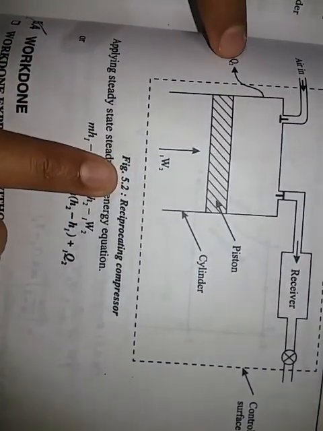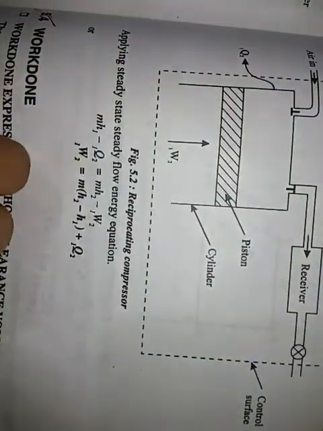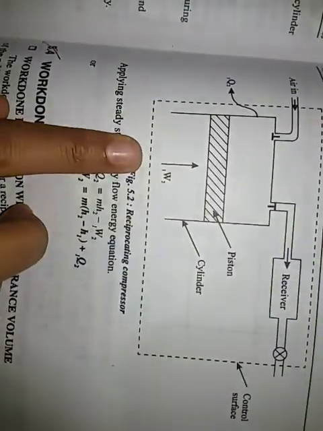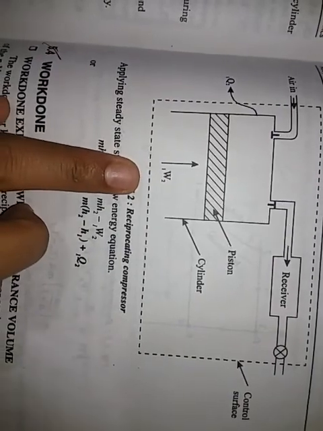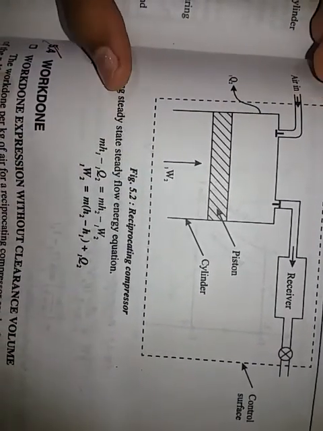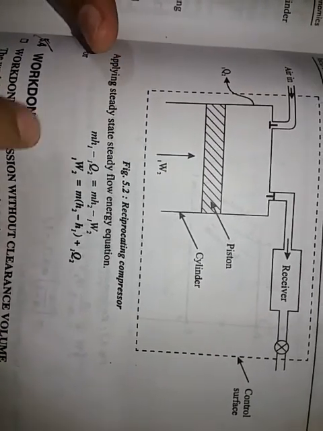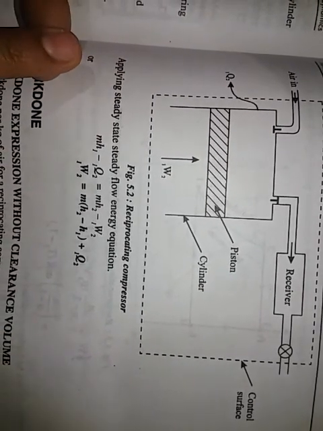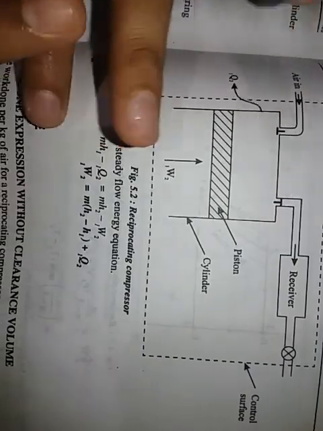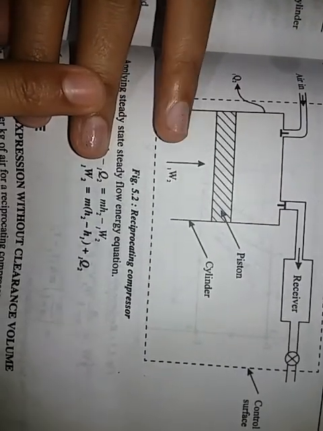Now see here, what is Q12? Heat is rejected. This is the work done on the system. Now if I apply the steady flow energy equation, what will I do? Steady flow energy equation consists of all the energies, that is, the total energy of the system, heat supplied to the system, and work W, work done by the system or on the system.